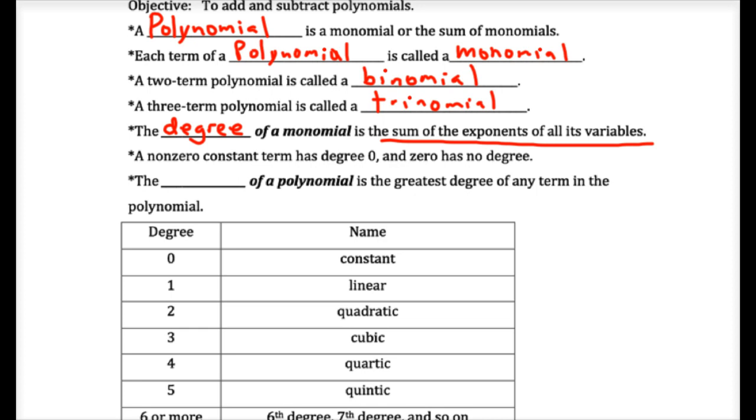Now, the degree of a polynomial is a little different. The degree of a polynomial is the greatest degree of any term in the polynomial. So what you've got to do for a polynomial is find the degree of each monomial. And we'll write those down. And then whichever one's the biggest, well, that's the degree of the whole polynomial.